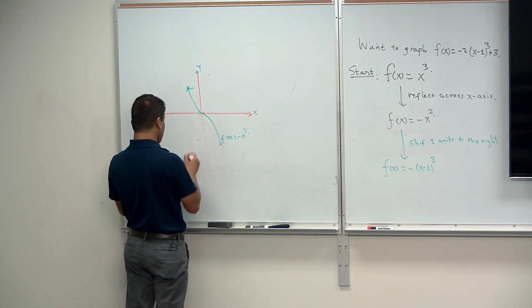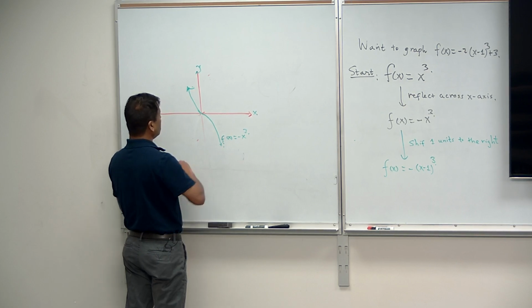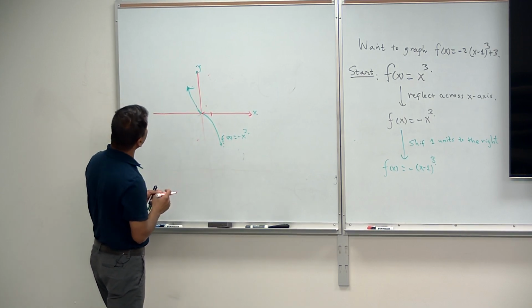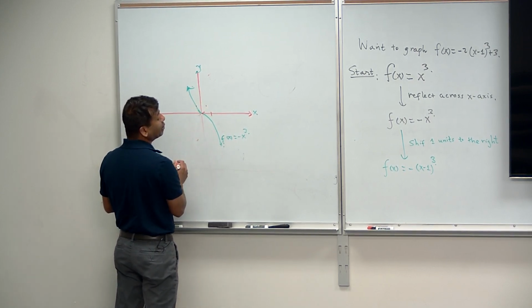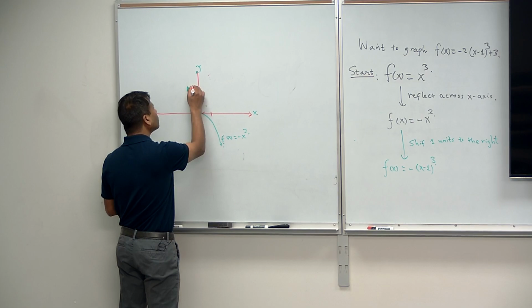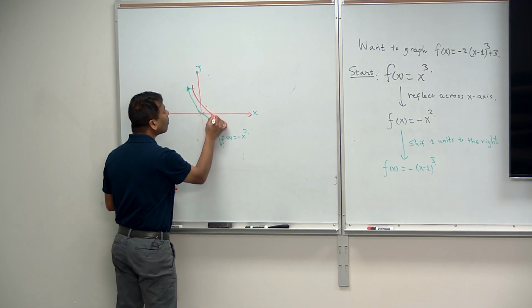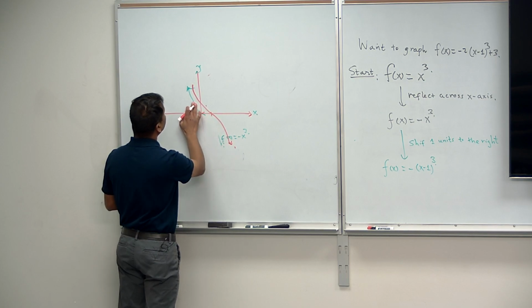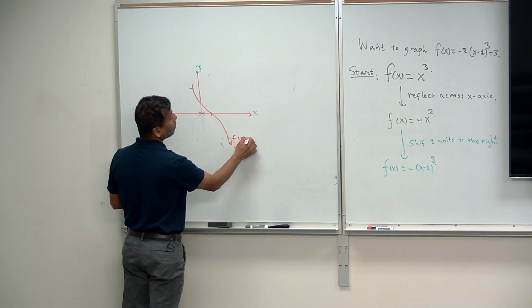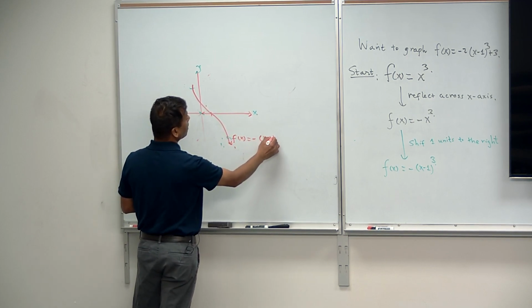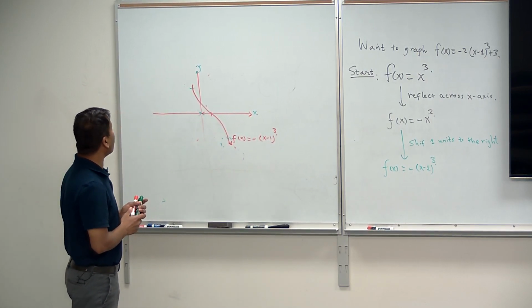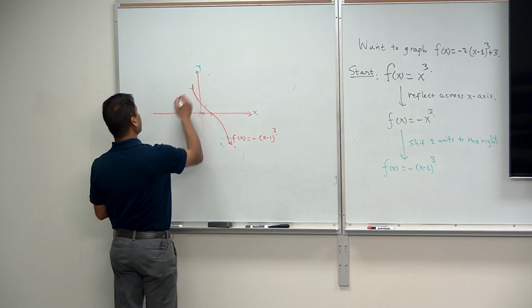So if you shift this 1 unit to the right, this point is shifted 1 unit to the right, this point is shifted 1 unit. So I think you will have something like this. You see that? So this one is the graph of f(x) equal to (negative x minus 1) whole cubed. Make sense? So this is f(x) equal to (negative x minus 1) whole cubed.